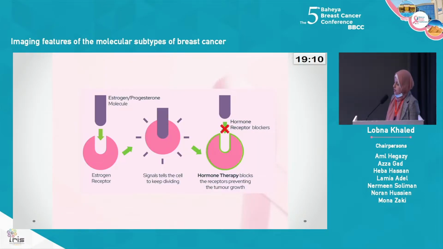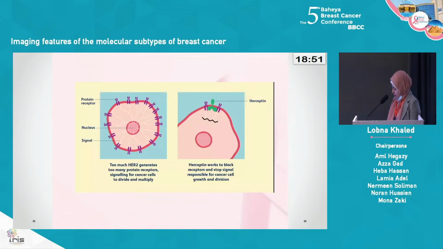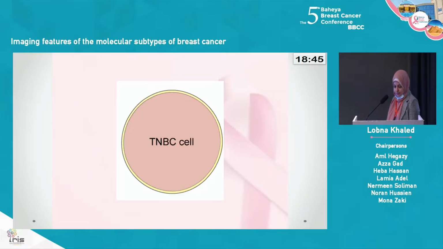So the goal of the treatment is to stop the binding of the receptor to the hormones by blocking these receptors. In cases of estrogen and progesterone positive cancers, we use hormonal therapy to block these receptors, while in HER2-enriched breast cancer, we use Herceptin to block these receptors. In triple-negative breast cancer, which doesn't show any receptors, the only option is chemotherapy.